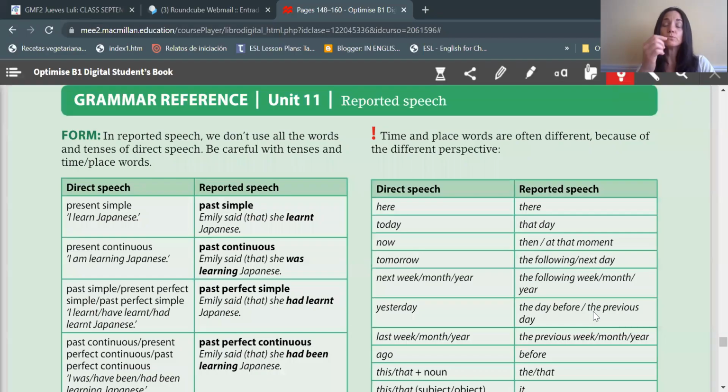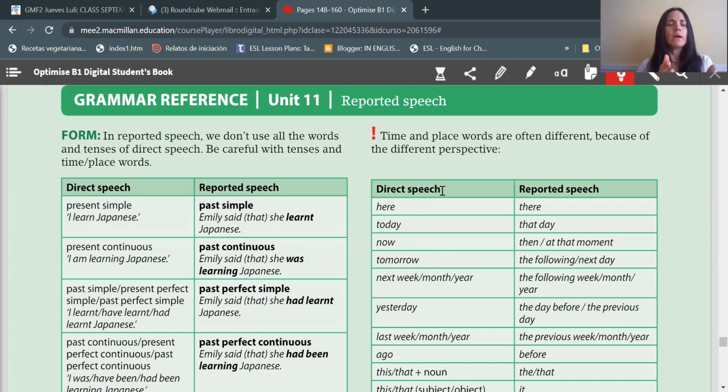So open your books on page 159. We're going to read the theory together. What we're going to see is reported speech. So what's the form of reported speech? In reported speech, we don't use all the words and tenses of direct speech. Be careful with tenses and time or place words. So we're going to start with the tenses.